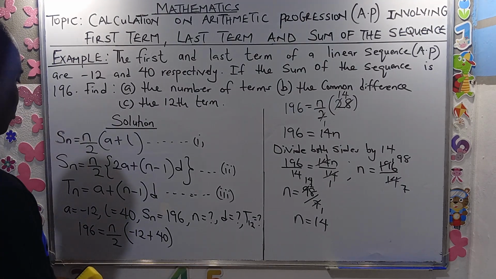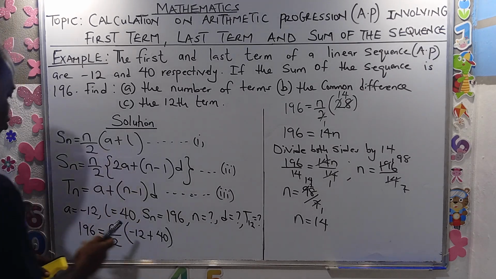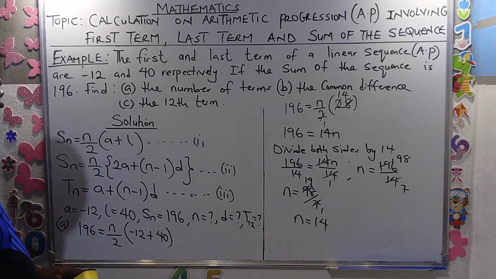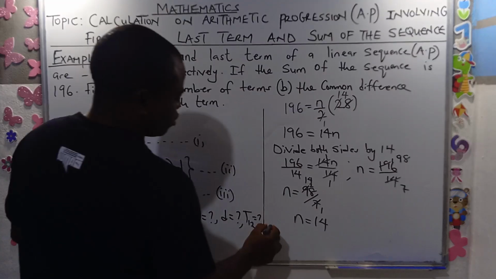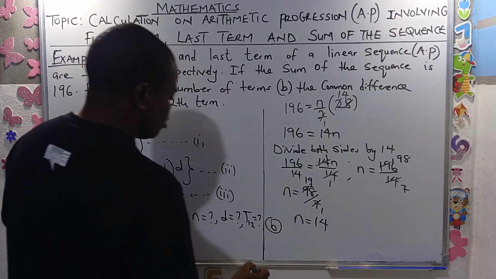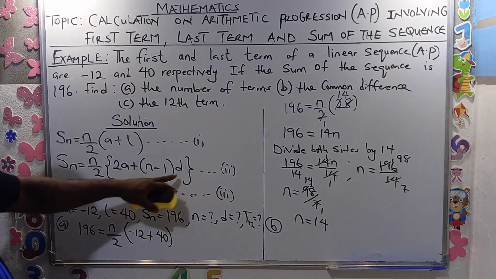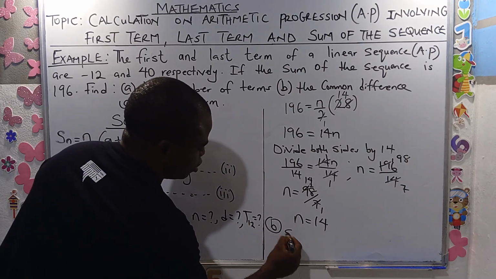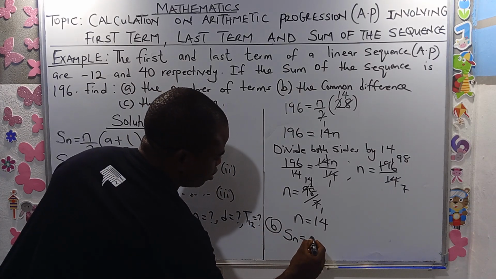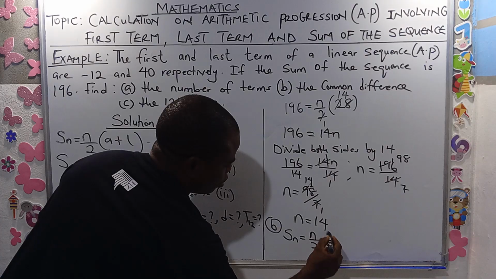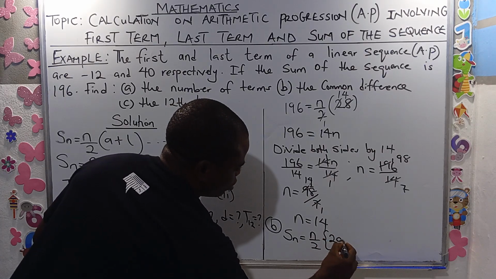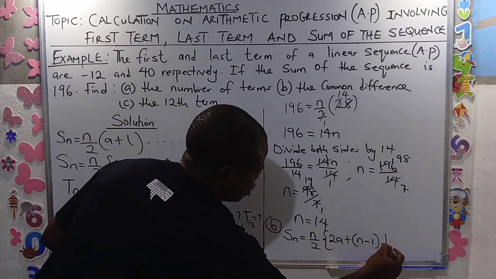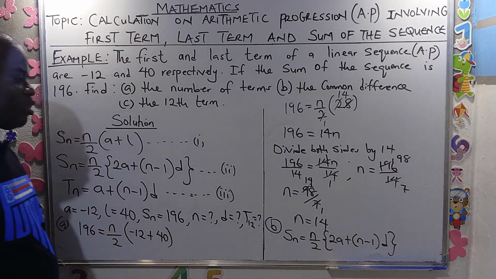That's for the first question, the a part of the question. Now let's go to the second part of the question. Since you have the number of terms now, you can solve for the common difference using equation 2. The sum of AP equals n over 2, open the curly bracket, 2a plus, open bracket, n minus 1, close the bracket, d, close the curly bracket.